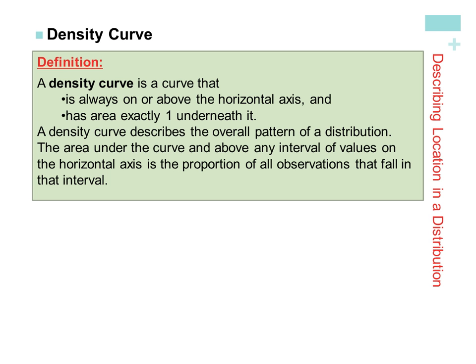So a density curve describes the overall pattern of a distribution. The area under the curve and above any interval of values on the horizontal axis is the proportion of all observations that fall in that interval. Now, what does that mean? I'll give you an idea, and again, I'm going to reference back to the chapter, section 1.2.1.3 notes, and kind of tell you what this is getting at here.